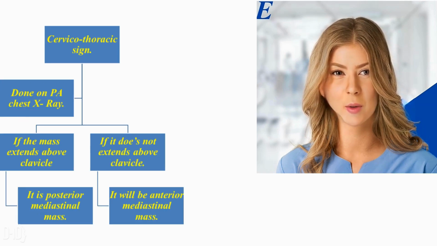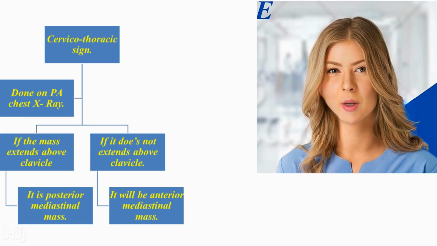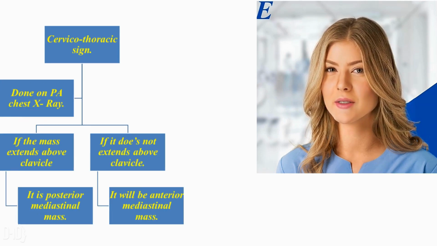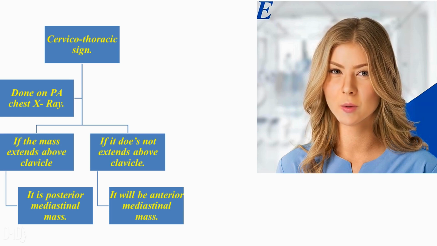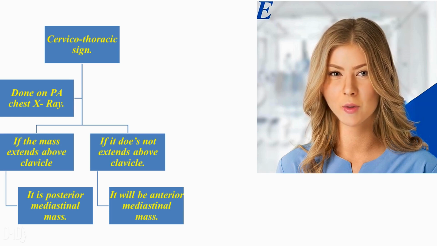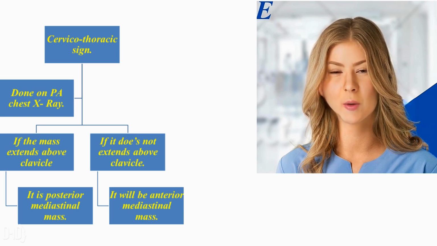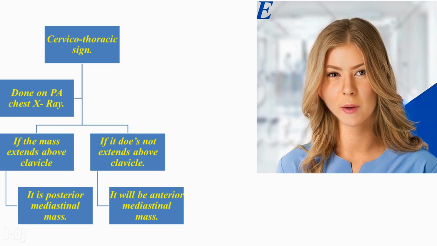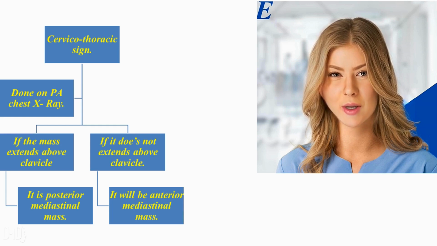The second sign which can help us to make differentiation between posterior and anterior mediastinal masses is cervicothoracic sign. It is taken from posterior anterior chest X-ray. Look to the area above the clavicle. If the mass is reaching above the clavicle, it will be of posterior mediastinal origin, but if it does not reach above clavicle, it will be anterior mediastinal mass.